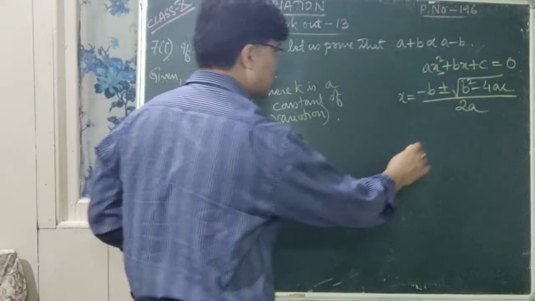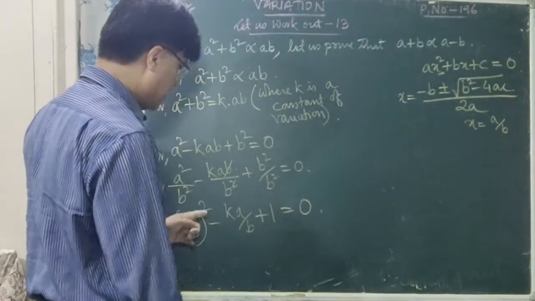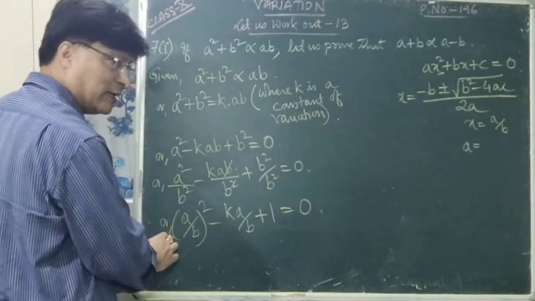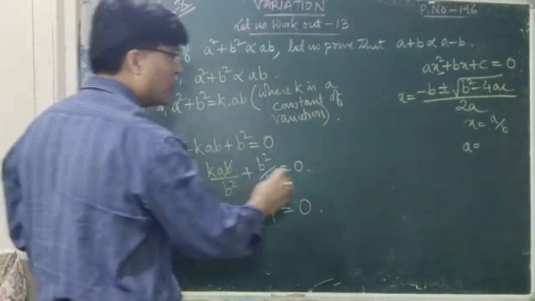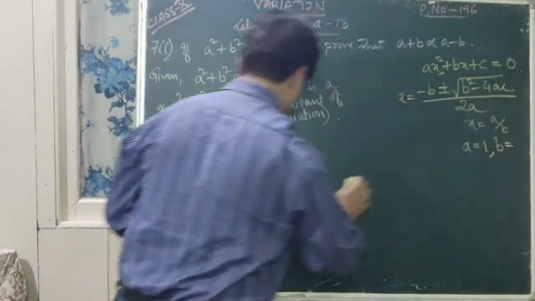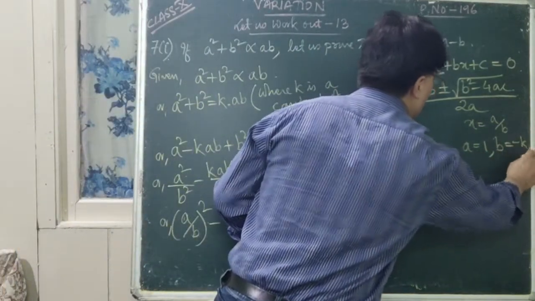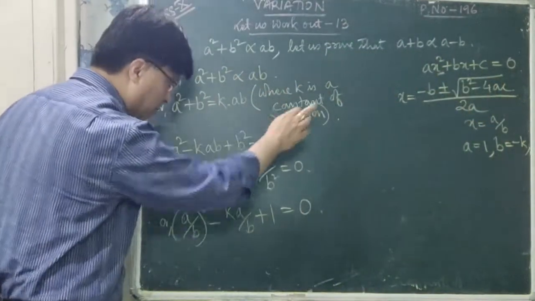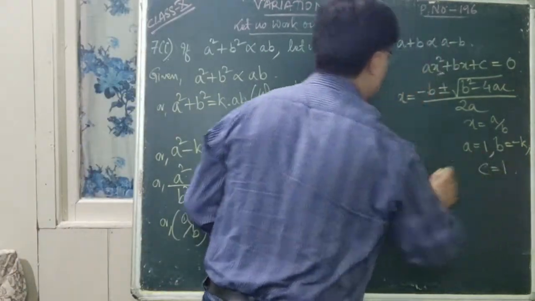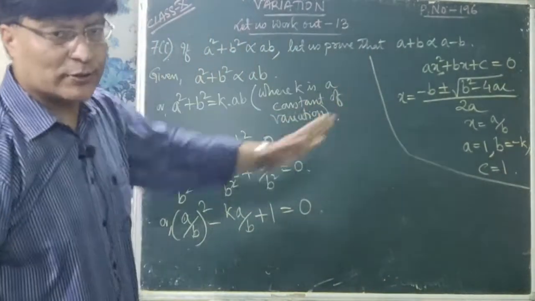So in this case, x is equal to a by b, right? And a is equal to 1, because the coefficient of (a by b) whole square is 1. The coefficient of x is b, so here the coefficient of a by b is minus k. And compare this c with this one: c is equal to 1. Is that clear? So I think you have understood it.